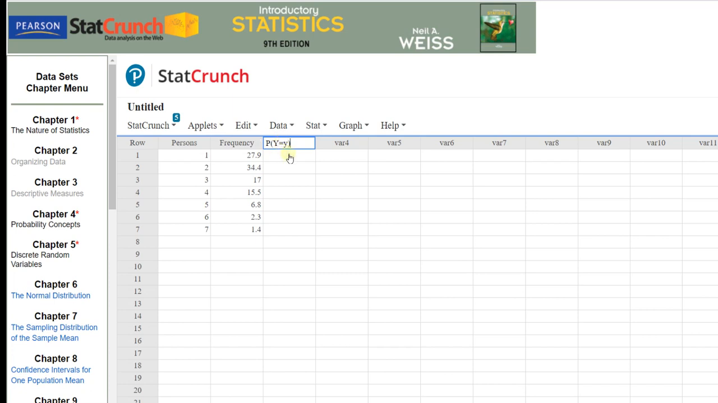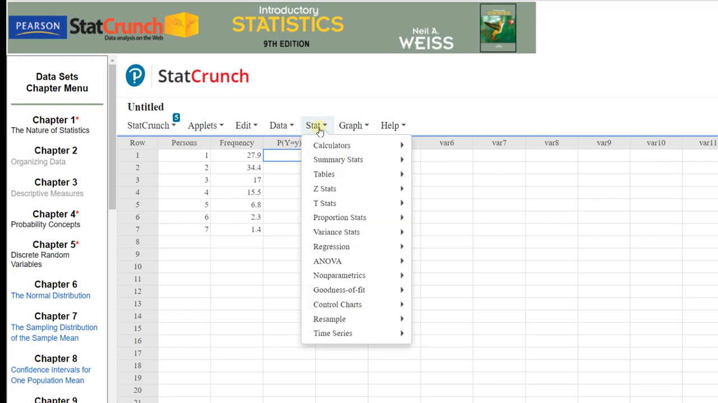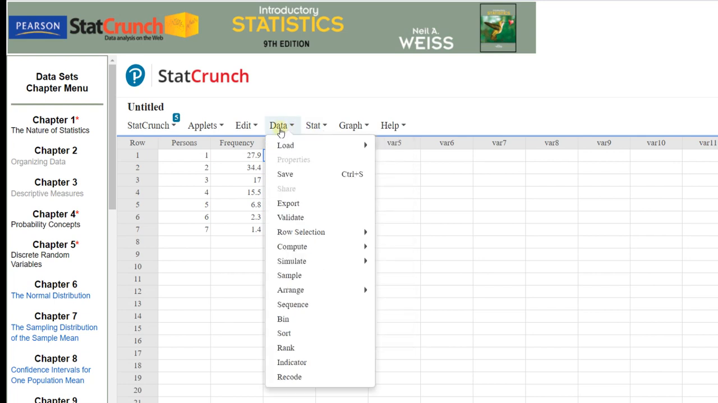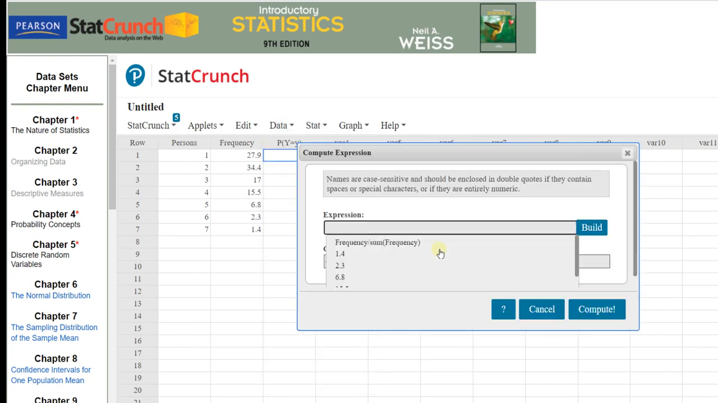Now, we actually want StatCrunch to fill in the relative frequencies for us, right? So here's how you do this. Let's go to Data, and we're going to go Compute and Expression. That's what we want to do. Okay, so Data, Compute, and Expression. You can do this on a calculator and type it in yourself because the table isn't long, but it's just good to know how to do this in StatCrunch.